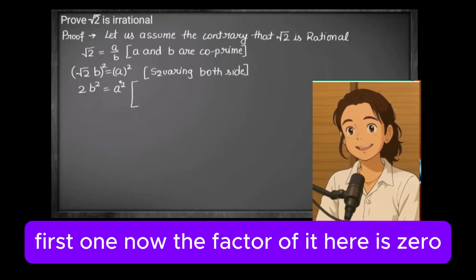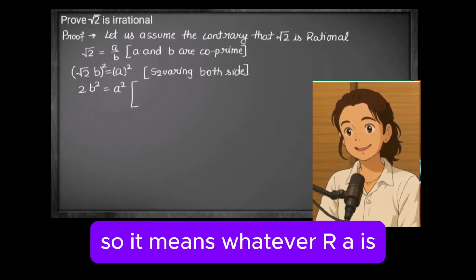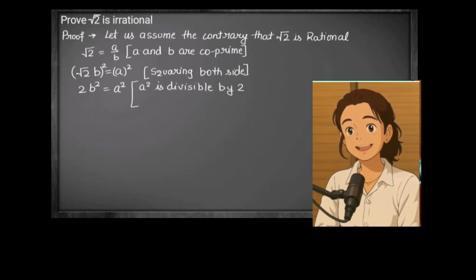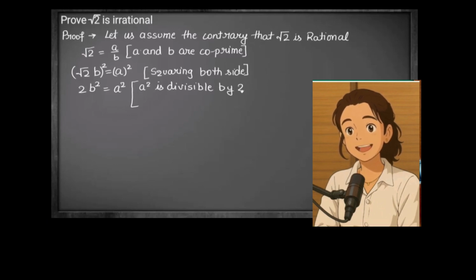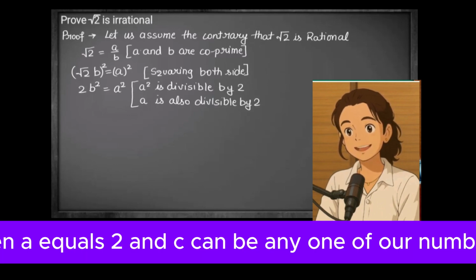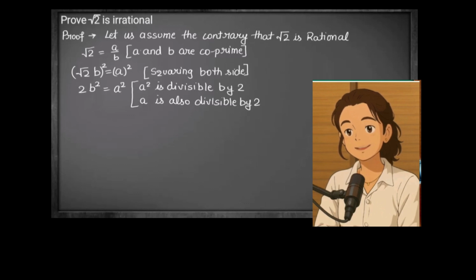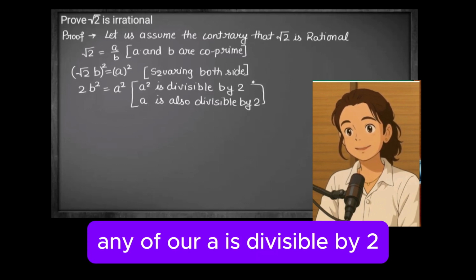First one. Now, 2 is a factor of a here. So it means, whatever our a is, I can write it in this form. Second, a equals 2c, which means if 2 is a factor of a, then a equals 2 times c, where c can be any one of our numbers. I will write c here. Any of our a is divisible by 2.